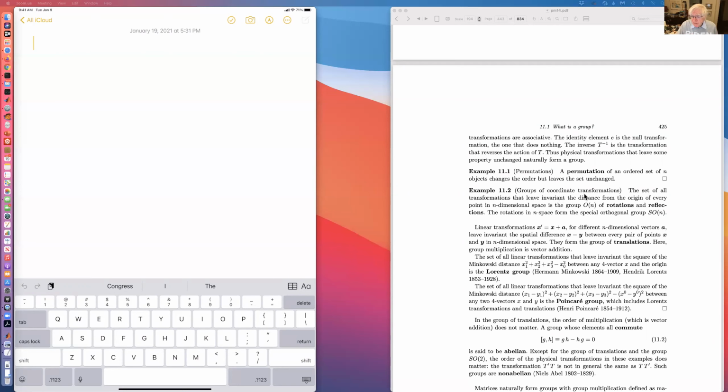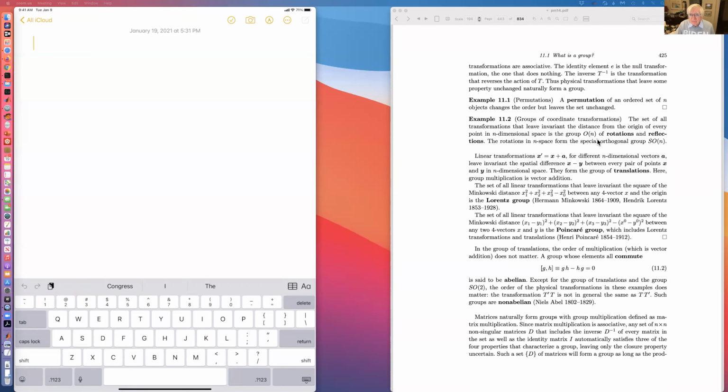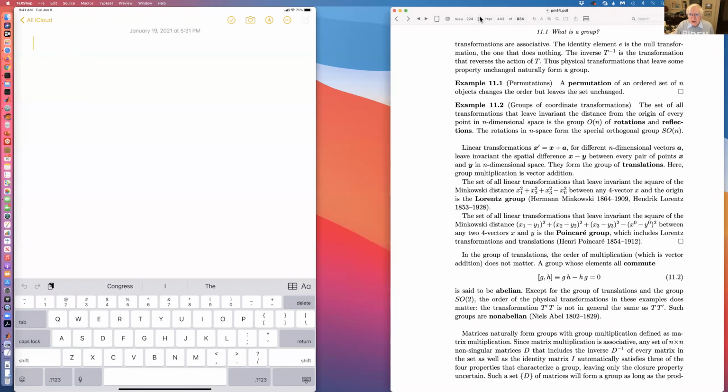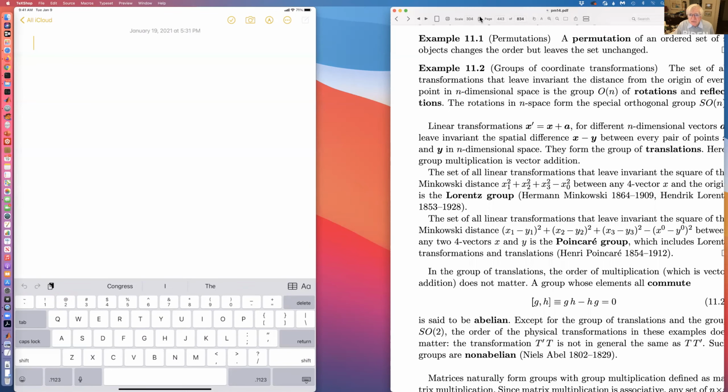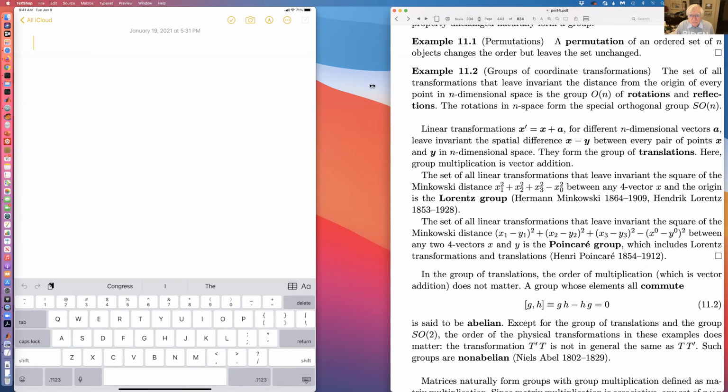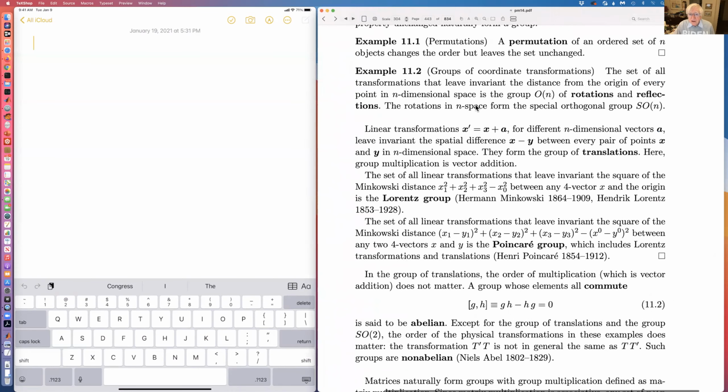So as I said, the permutation of an ordered set of n objects changes the order but leaves the set unchanged. Let me make this scale bigger. I don't see why it has to be so small. The set of transformations that leave invariant the distance from the origin of every point in n-dimensional space, that's the group O(N) of rotations and reflections. The rotations by themselves in n space form what's called the special orthogonal group, it's called SO(N).